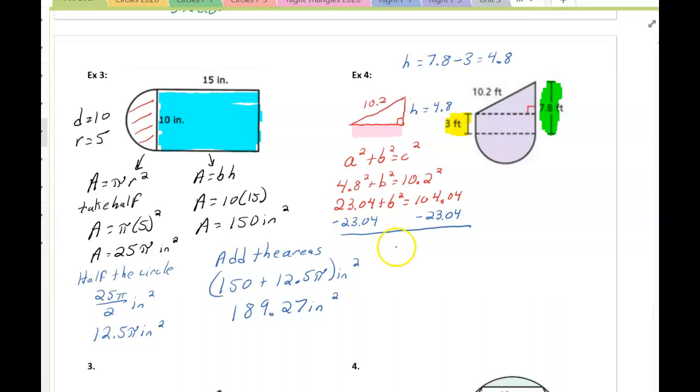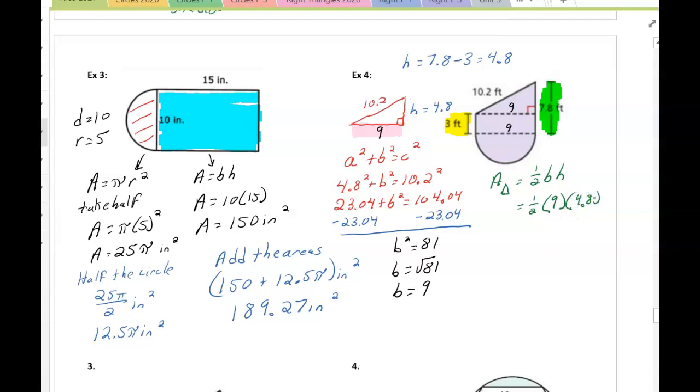And I'll get b squared is equal to 81. Take the square root of both sides. So b is 9. So the base of the triangle is 9, which is also the base of the rectangle. So now I can find the area of the triangle. The area of a triangle is 1/2 base times height. So the base is the 9 that we just calculated, and the height is 4.8.